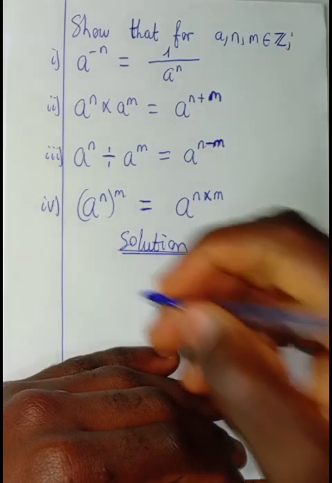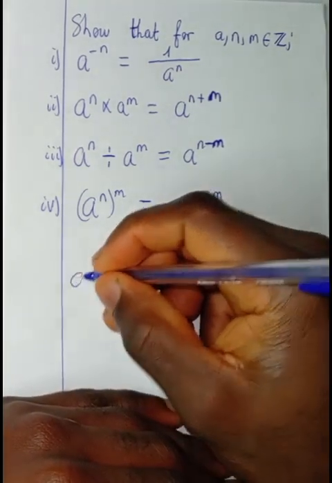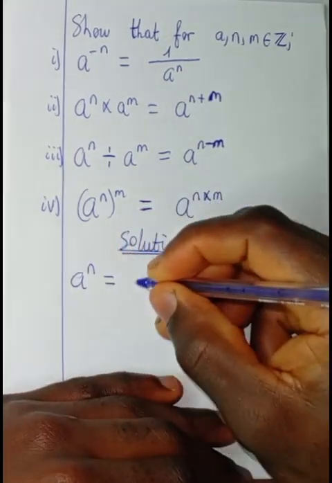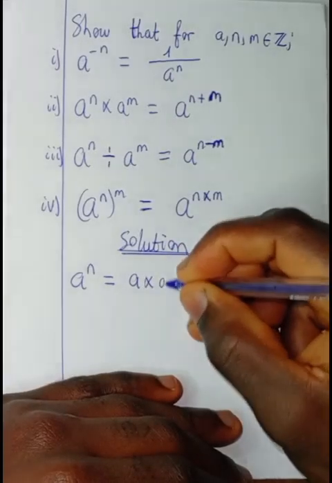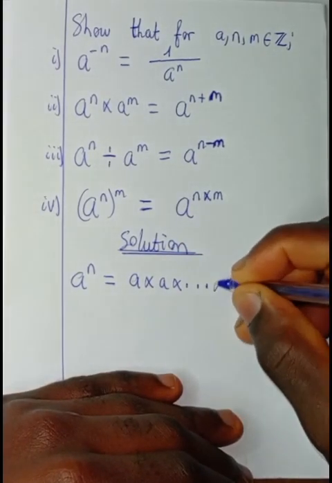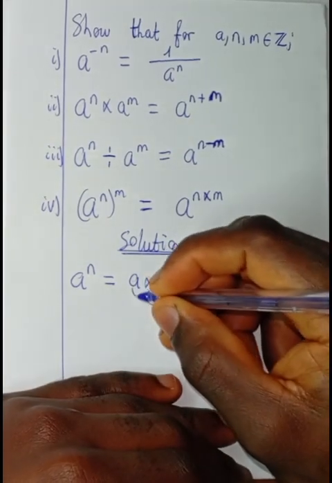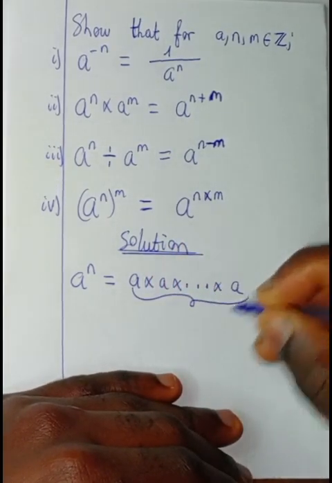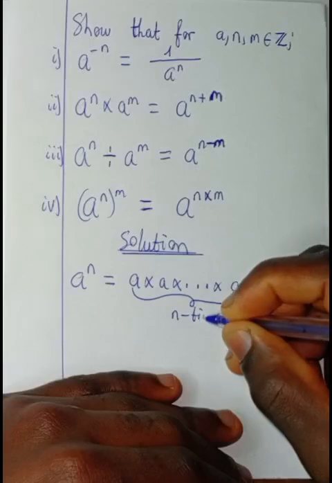First, we are going to start by recalling this. We know if we have a raised to the power n, it is simply equal to a times a times, we have to multiply a by itself n times. That's what it means.